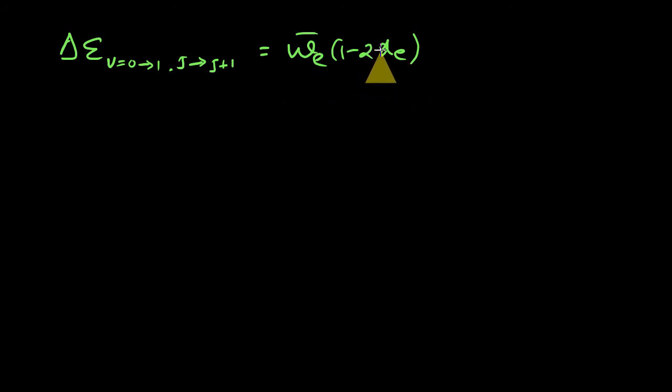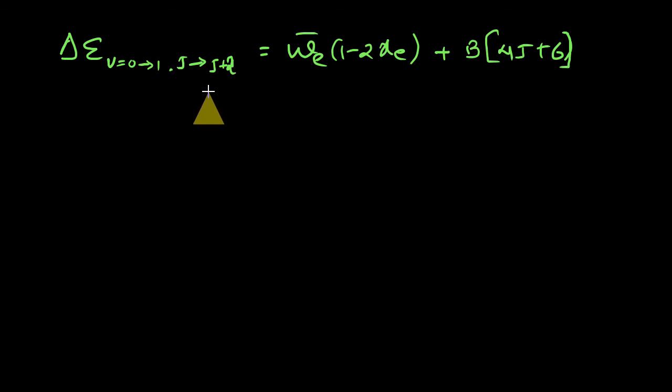Or we can call this ν̄0 plus the energy change corresponding to the rotational transition, that is B into (4J plus 6). You know how this expression is written because we have already derived it in the pure rotational Raman spectrum in the previous lecture. So this is the total energy change during the vibrational rotational transition. And J to J plus 2 is also possible. J to J plus 1 transition is not allowed.